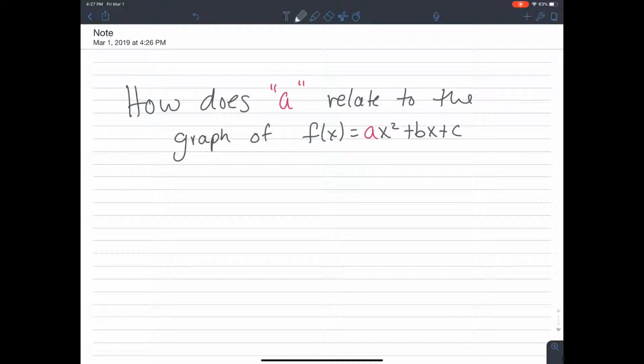So we're going to review really quickly how the letter a, or the coefficient a, affects the graph of a quadratic function. So here we have the graph of any quadratic function, ax squared plus bx plus c, and we can see that a is the letter in front of x squared. So our goal is to describe it. When we change a, how is that going to change the graph?